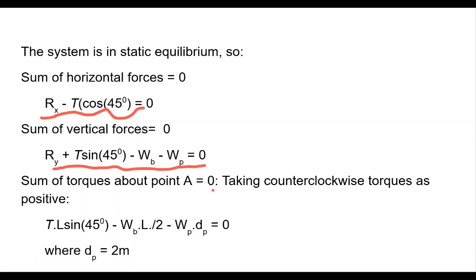Then we have to find the torque about the point A. We are taking counterclockwise torque, or we can say moment. Since it is counterclockwise, we are taking the moment as positive. So T into L sine 45 minus WB into L by 2 minus WP dot DP, where DP is equal to 2 meter. That is the distance of the person from the hinge at point A.